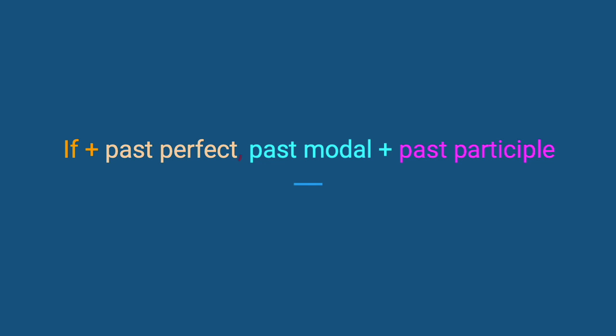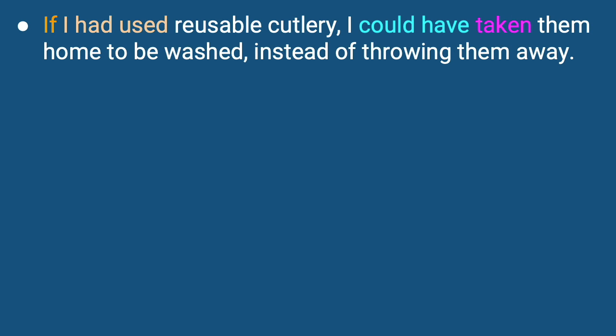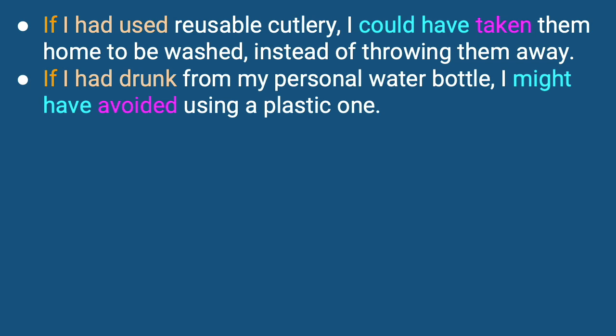Let's look at the formula again more closely. If plus the past perfect, comma, past modal plus a past participle. And here are some examples. If I had used reusable cutlery, I could have taken them home to be washed instead of throwing them away. If I had drunk from my personal water bottle, I might have avoided using a plastic one.